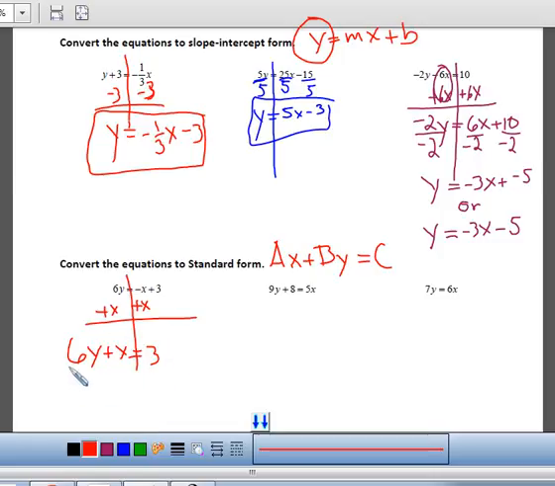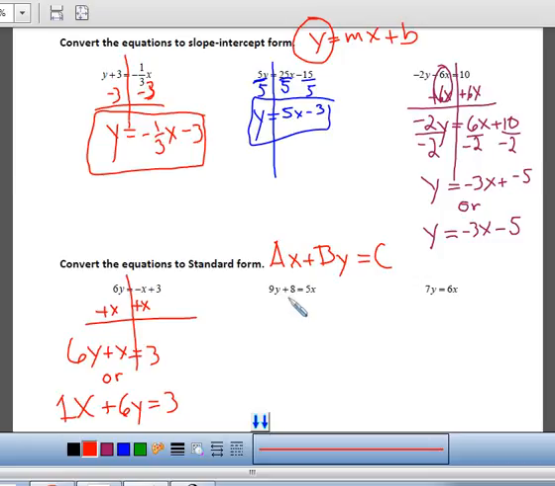It's already in the ax form. Well, I could switch it. Let's switch it around. Or x plus 6y equals 3. So I have ax, or 1x, plus by equals c. So it's in the right form. So either of these answers is correct.